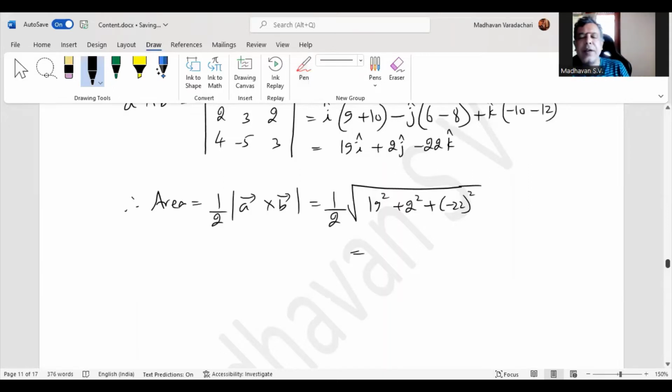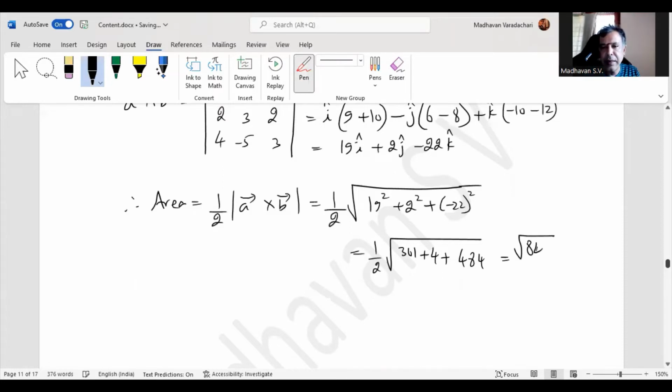Now let us evaluate this. 19 squared we get 361, 2 squared is 4, and 22 squared is 484. So we get 484 plus 4 plus 361. We get square root of 849 by 2 square units. That is the solution for this particular problem.